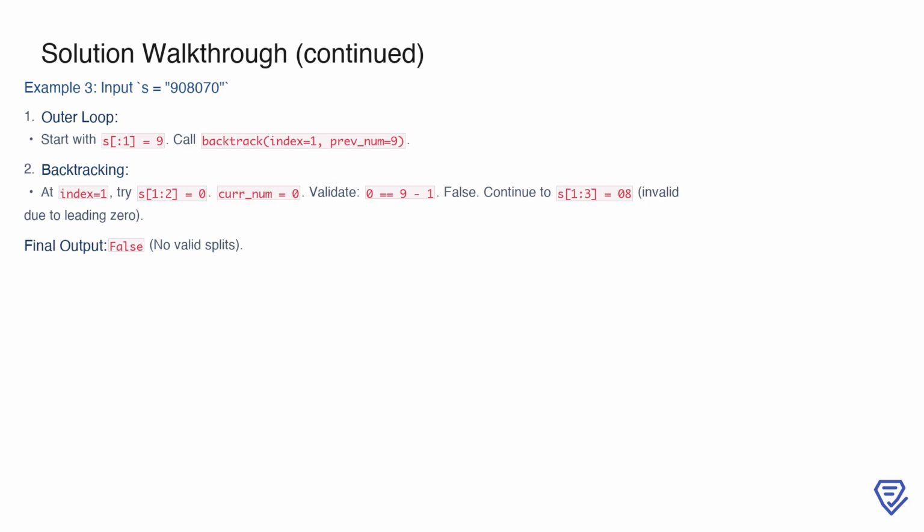We then attempt to take two digits, 08, but since it contains a leading 0, it is invalid, and we cannot proceed further. As we exhaust all possible splits from the starting number 9, we determine that no valid descending sequence can be formed. Therefore, the final output for this input is false.